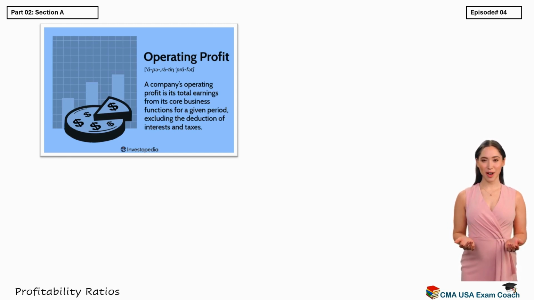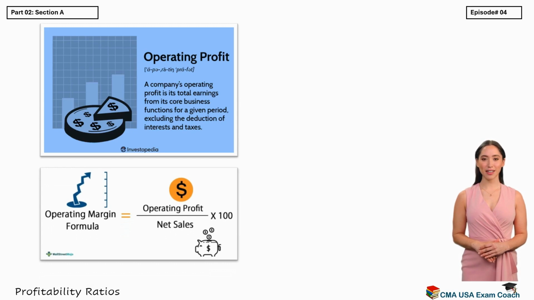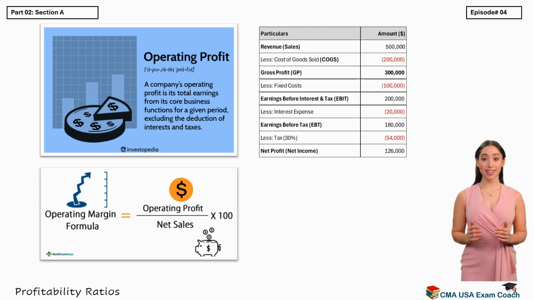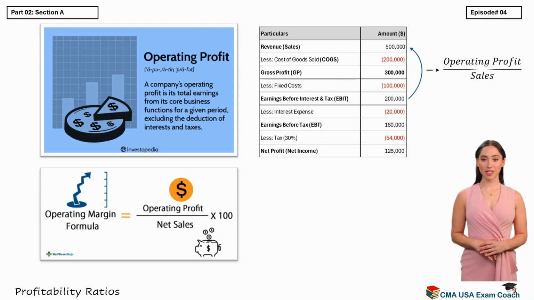Formula: operating profit margin ratio is equal to operating profit divided by sales times 100. Operating profit, also known as EBIT, earnings before interest and taxes, focuses on income from the core business, excluding non-operating items. This ratio is useful to understand how much profit the business generates from its day-to-day operations per dollar of sales.